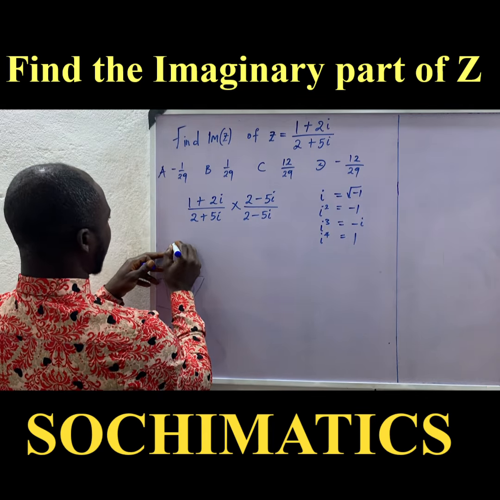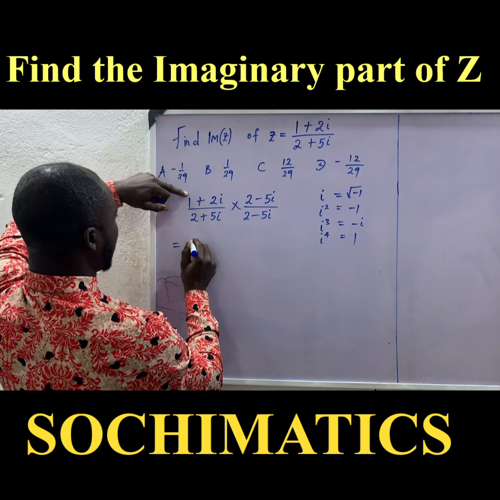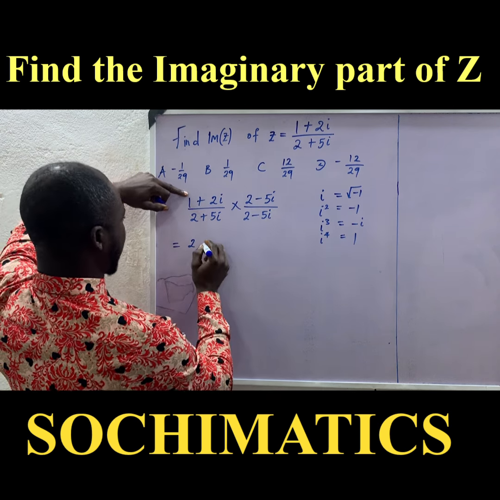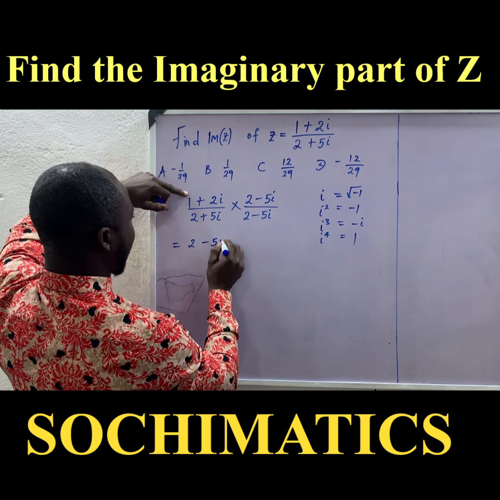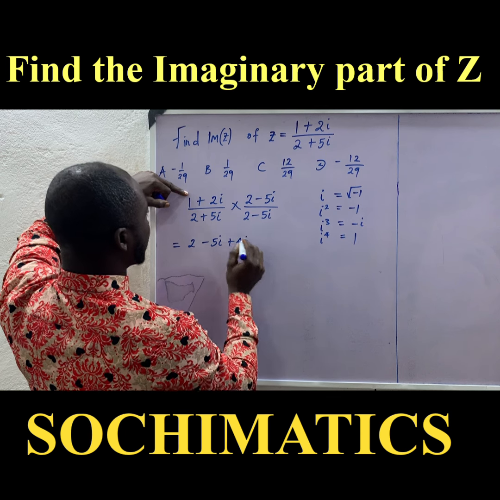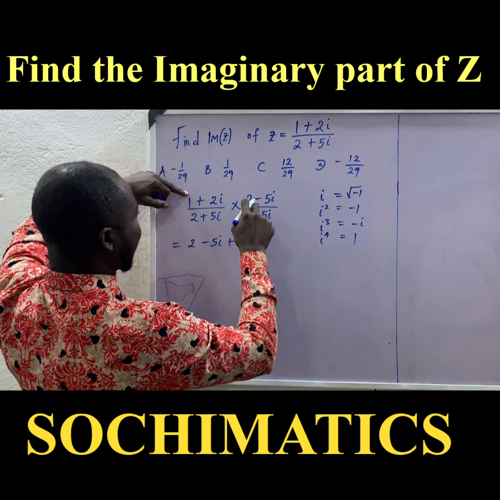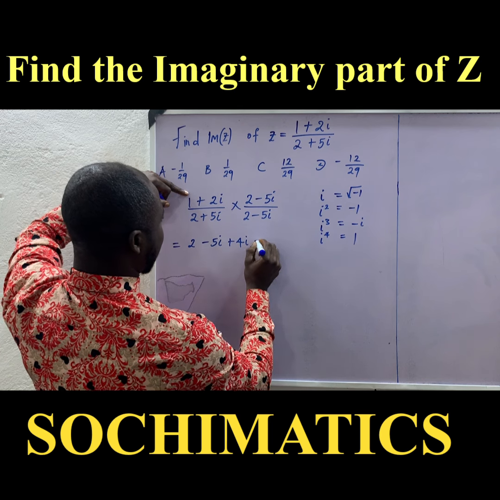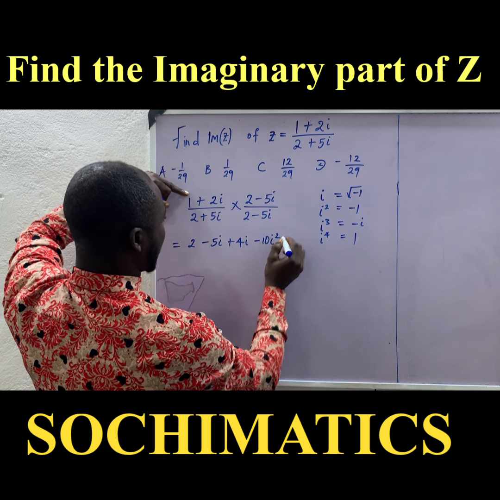So first of all now, we get 1 times 2. This is 2. Then 1 times minus 5i is minus 5i. Then plus 2i times 2 is plus 4i. Then plus 2i times minus 5i. This is exactly minus 10i squared.